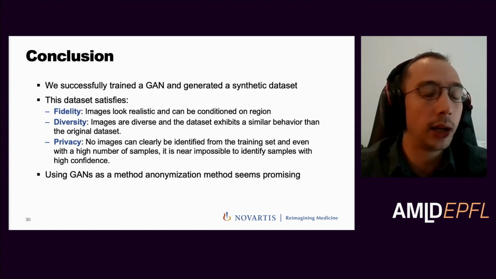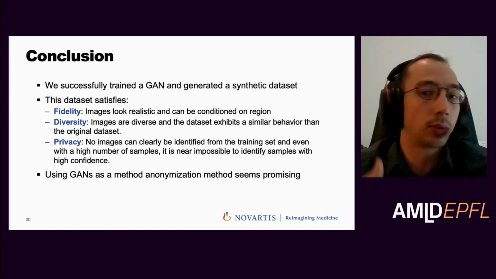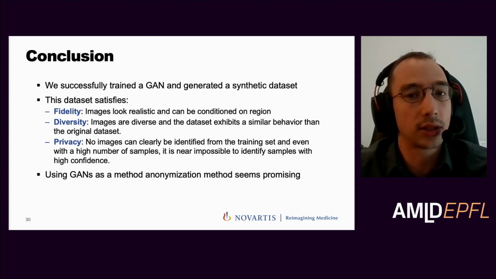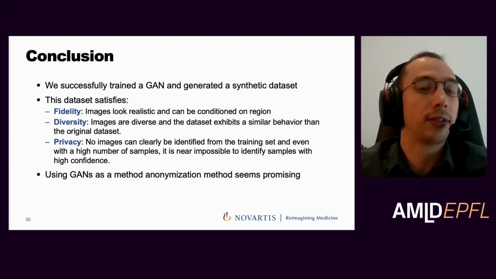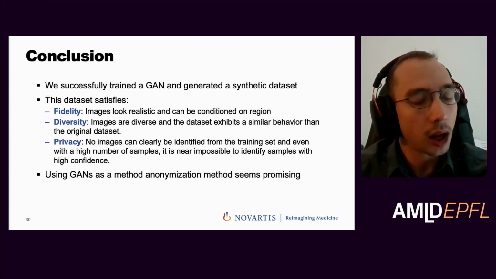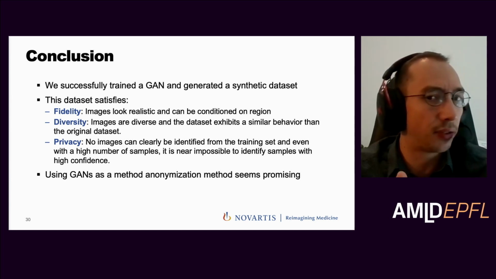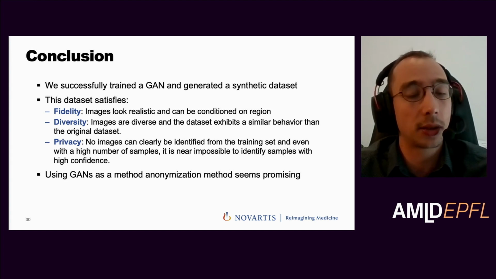So more generally, it seems that we managed to train a GAN and get a synthetic dataset, and the dataset satisfies fidelity, diversity, and privacy to some extent. So in general, I think it's safe to say that GANs are a very promising method for anonymization and prototyping, but there are a few limitations.